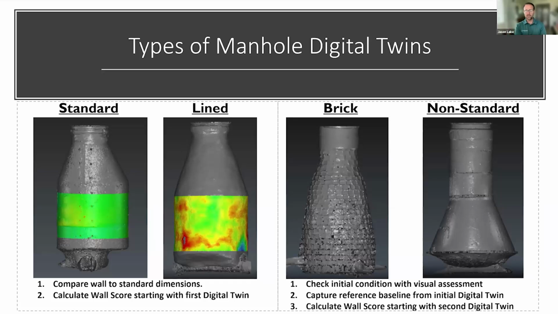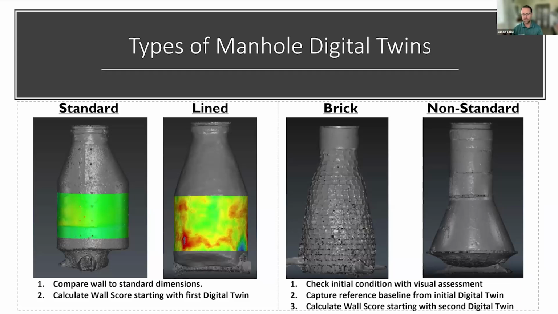So here's what we can do day one. I can come out next week and show you what this looks like. On the left, we have the standard and the line. I'm able to make a quote-unquote wall score from day one because I can make an assumption on where that wall is. I can measure where it is and give you that delta across the whole manhole.